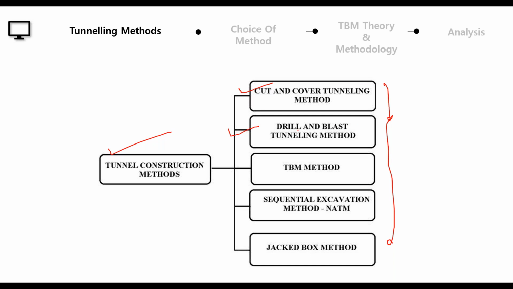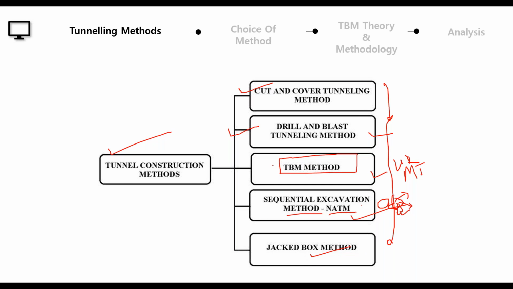Then there is one of the oldest methods followed across the world, the drill and blast tunneling method, which is also a very ancient technique. Then we have the tunnel boring machine, which is largely used in urban populated areas for metro constructions or underground subway systems. And we have the sequential excavation method, also called the NATM, New Austrian Tunneling Method, where the tunnel is excavated in steps and the ground is allowed to have stress relaxation, and then at a particular point the linings are provided to resist the ground displacement. So this is the NATM method, and the last method highlighted here is the jacked box method.